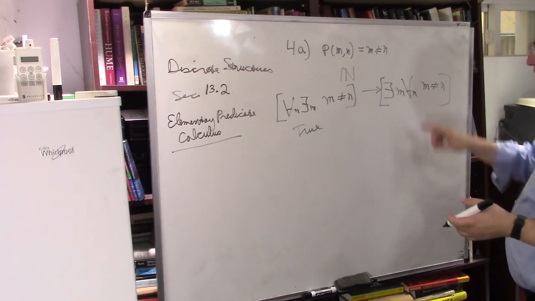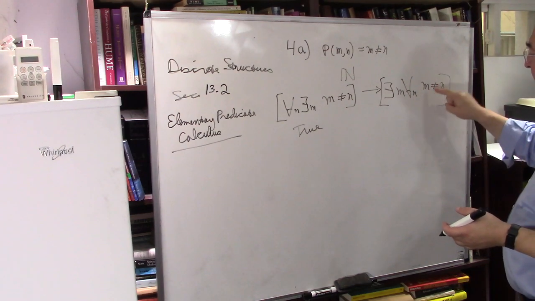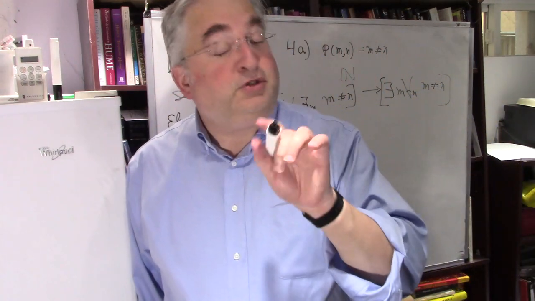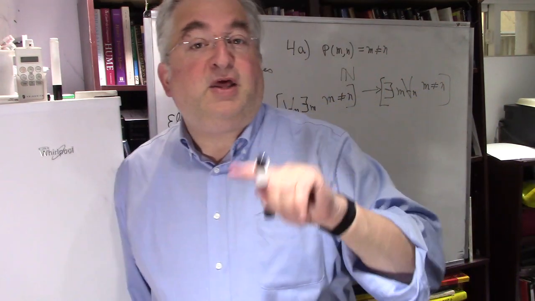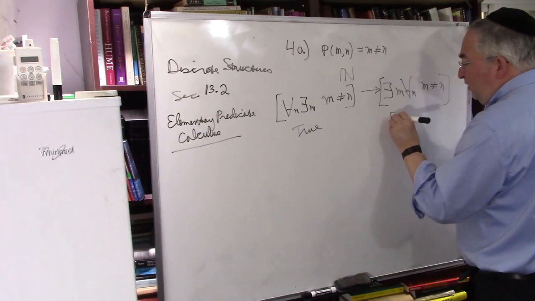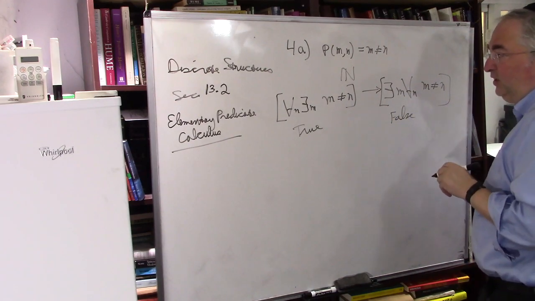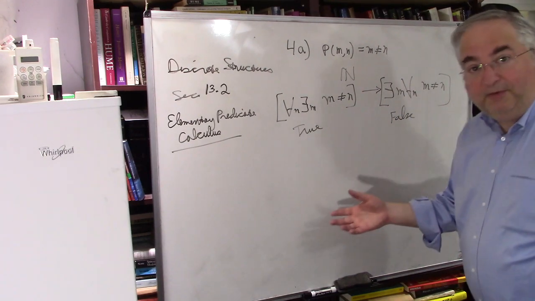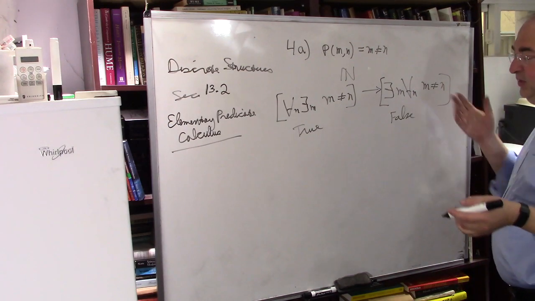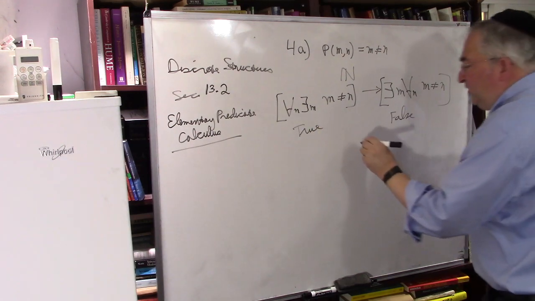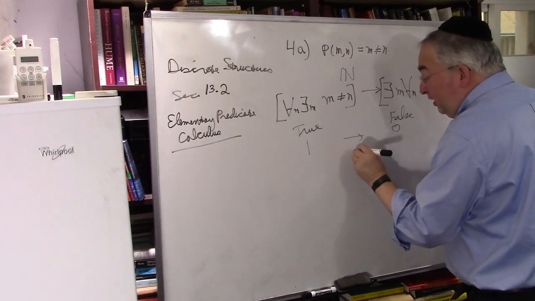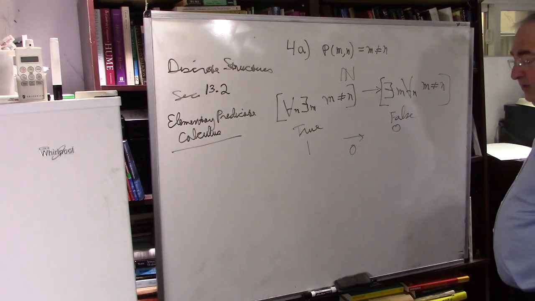How about this? Is there a number m such that for all n, m is not equal to n? Is there some number that nothing is equal to? The answer is this is false. Why is it false? Because pick any number, 53. Well, I can't say that every number is not equal to 53. So this is false. Now, true arrow false: 1 arrow 0 is 0. So this is a false statement.